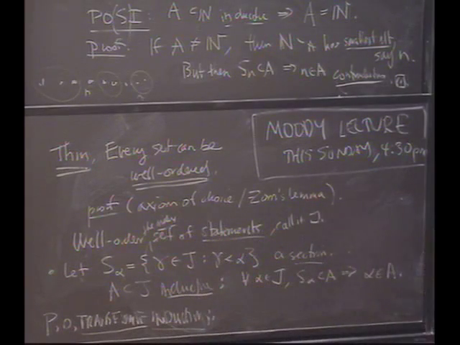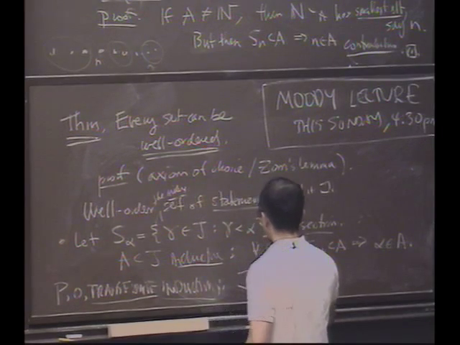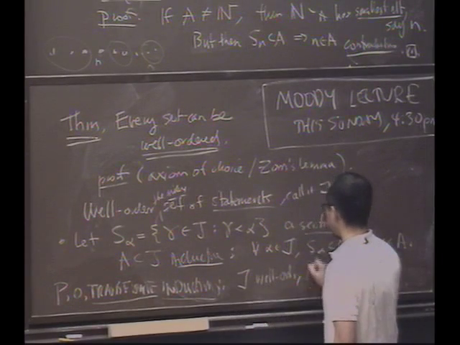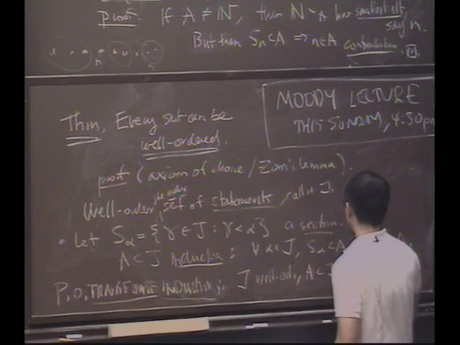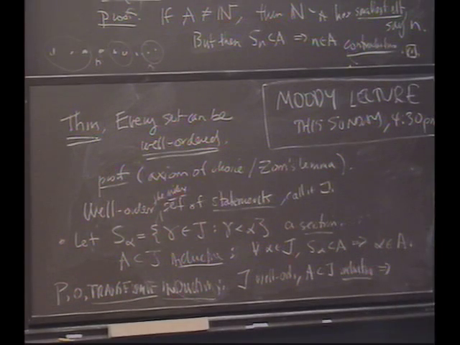What's the principle of transfinite induction going to say? Suppose J is well ordered. Then A in J inductive implies what? A is all the index set. So basically all the statements are true.